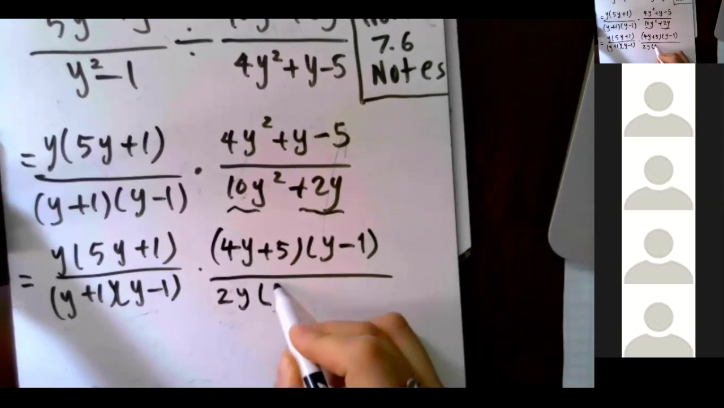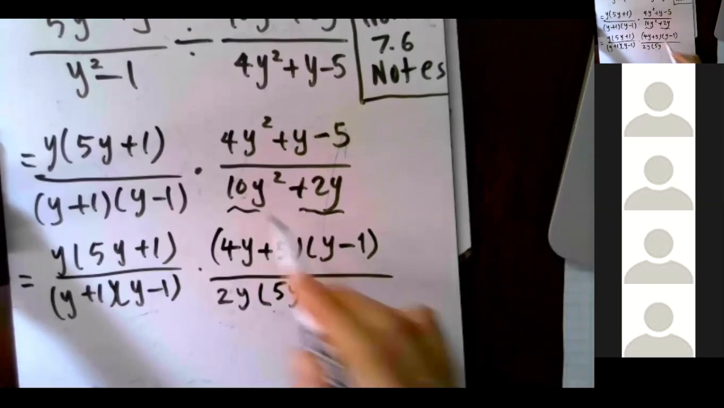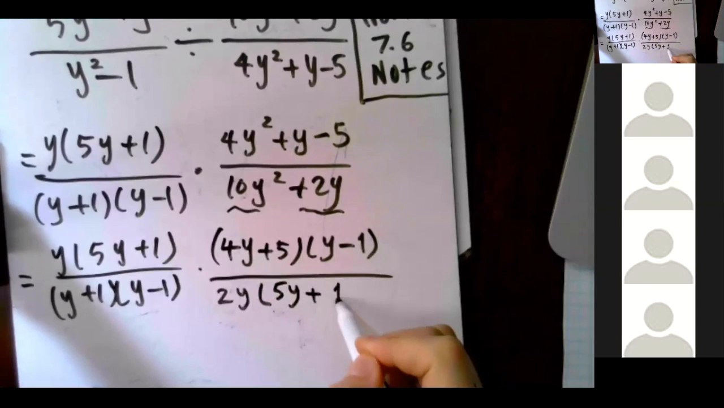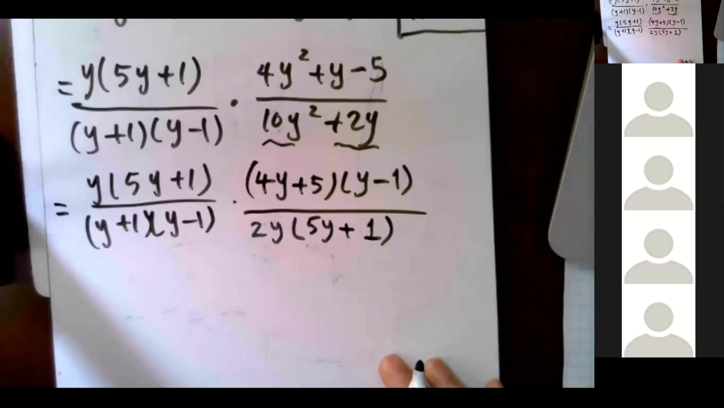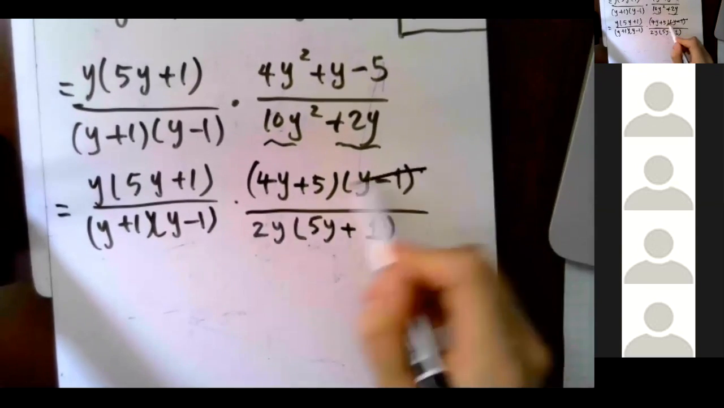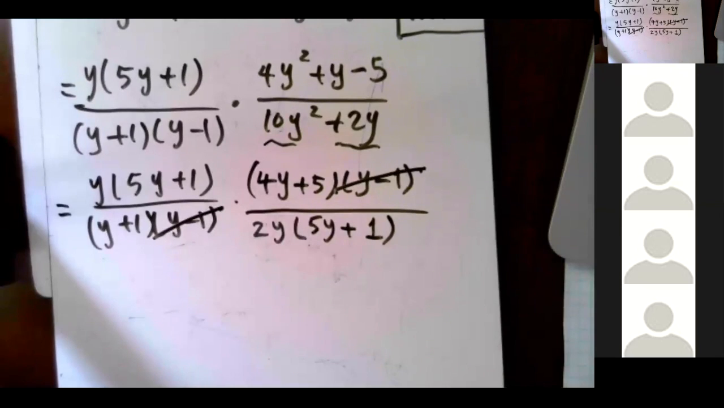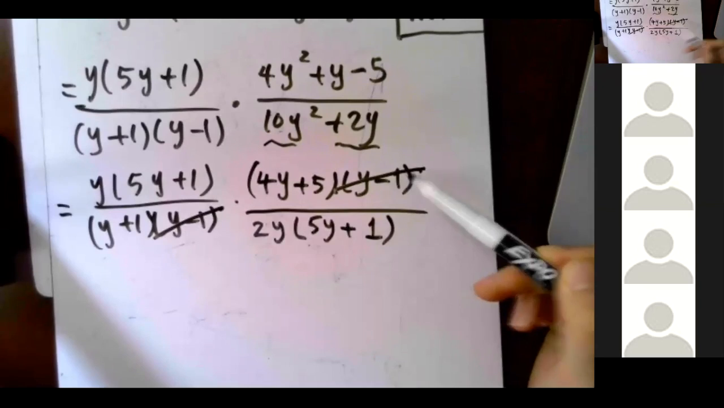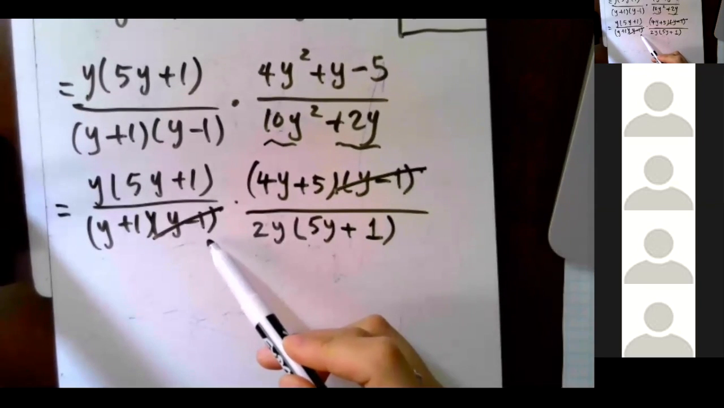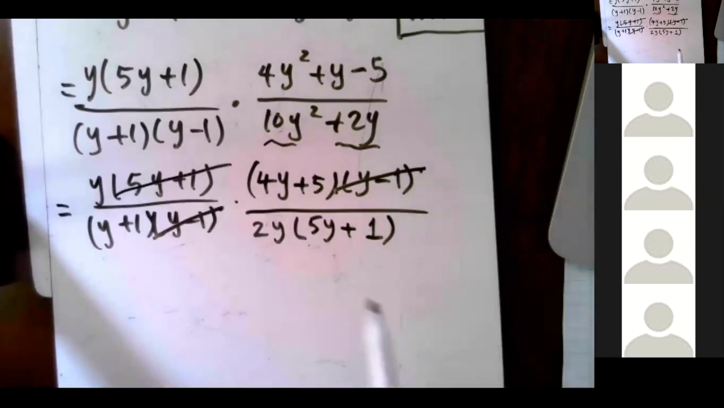And 2y times 5y gives me 10y squared. Plus 1. So from here, now you can see what we can cancel out. Y minus 1 over y minus 1. Sarah, we can only do that when one term is in the numerator and the other term is in the denominator. And then we get 5y plus 1 over here, 5y plus 1.